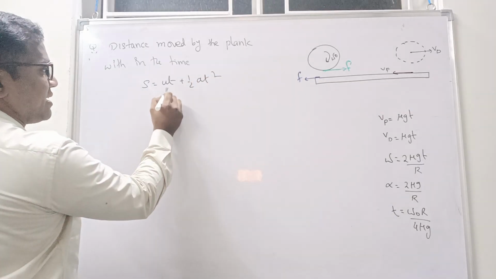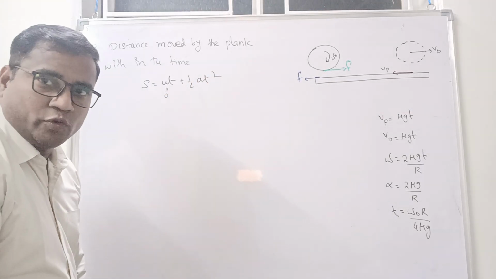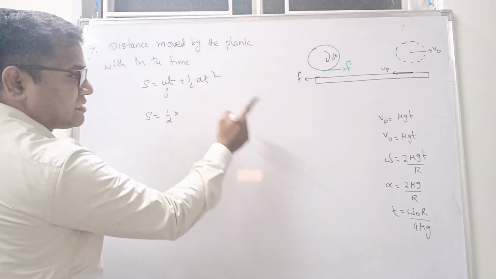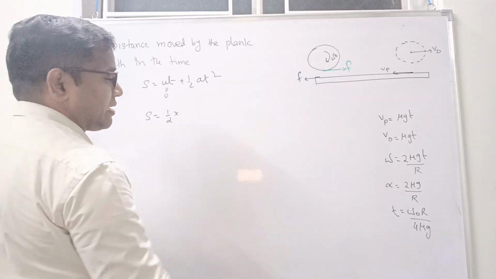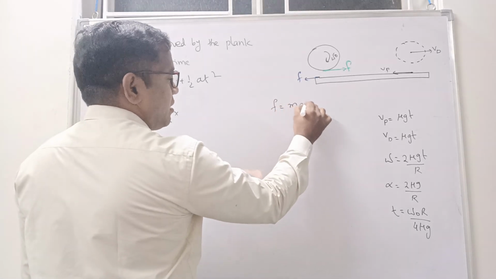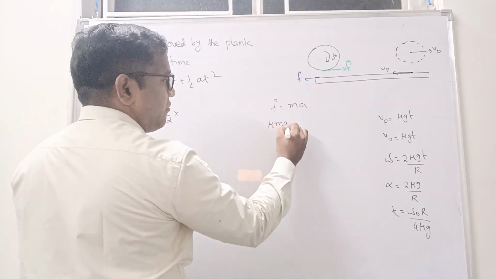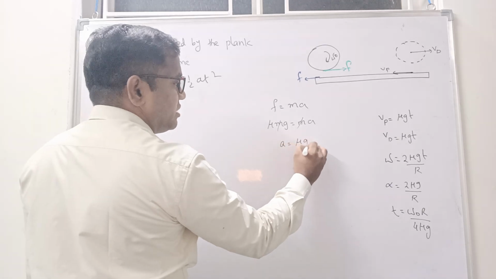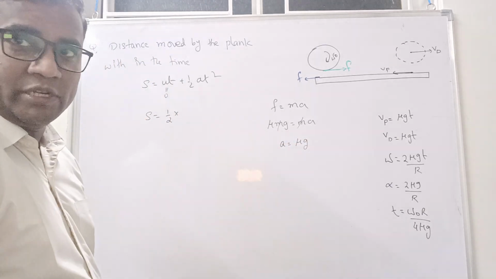Initially the plank is at rest, so u is 0. So S is equal to half a t square. What is a? Acceleration of the plank. We already calculated it, but again we will try. F is equal to ma, and F is nothing but mu mg, which is equal to ma. So m gets cancelled, and a is equal to mu g. So the acceleration of the plank is mu into g.